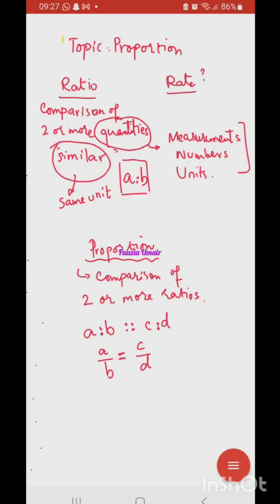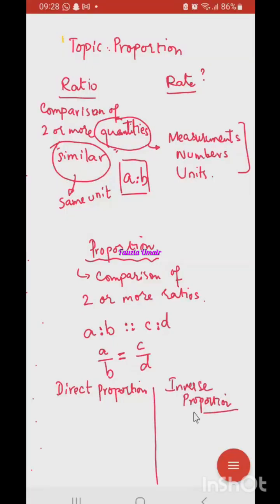Now we will talk about direct and inverse proportion. That is the learning outcome today. Proportion is of two types: one is called direct proportion, and one is called inverse proportion. I hope all of you can see the screen. Can you see the screen?